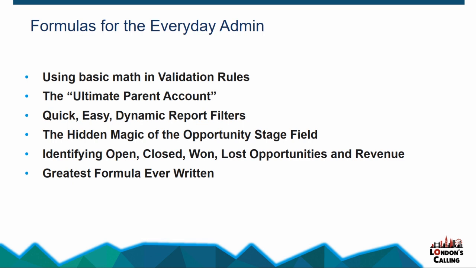How to unlock some of the hidden stuff that's behind the scenes in the opportunity stage pick list field and do some cool stuff with that. Identifying the amount of revenue that's open, closed, won, and lost in report summary formulas. And then if we have time, I want to share what I consider to be the greatest formula ever written. It was not written by me, which probably explains why it is the greatest formula ever written.